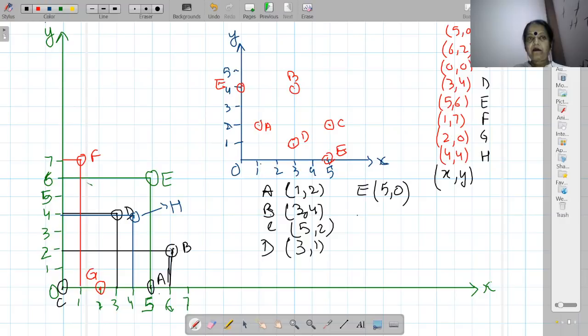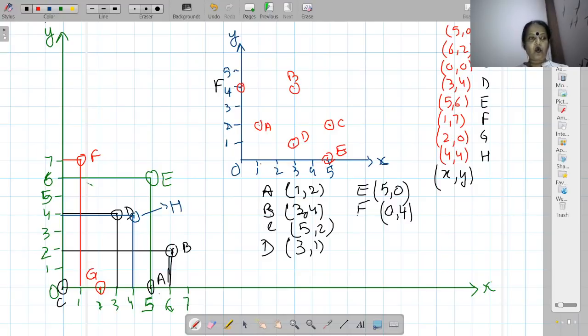Now this is F. Can you guess what the coordinate for F should be? For F, the point lies on which axis? On the y-axis, and on the y-axis the x value is 0. So x is 0 and the y value is 4.